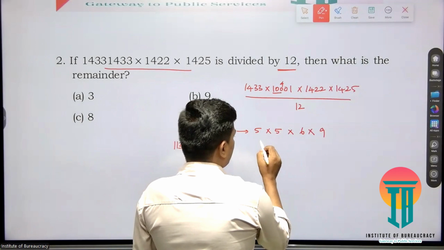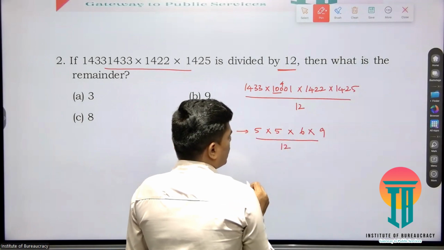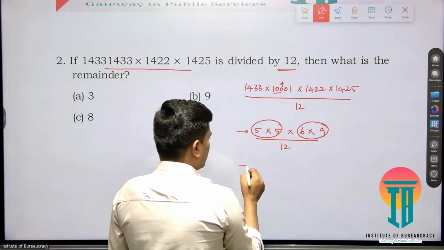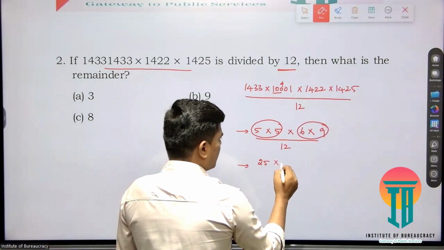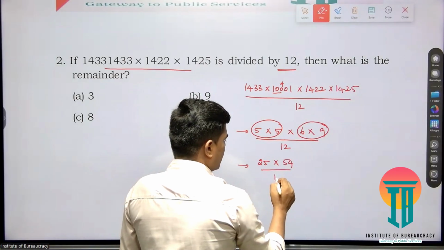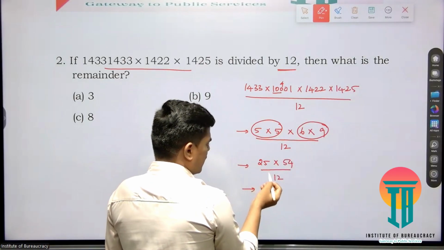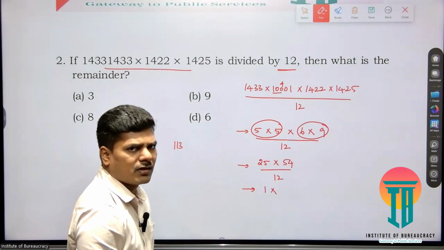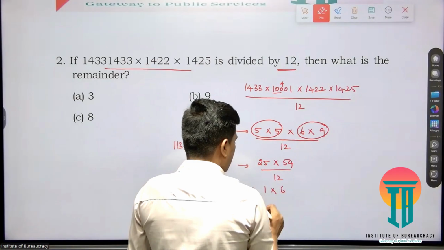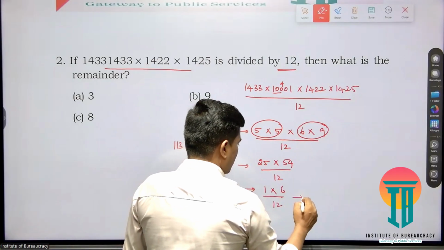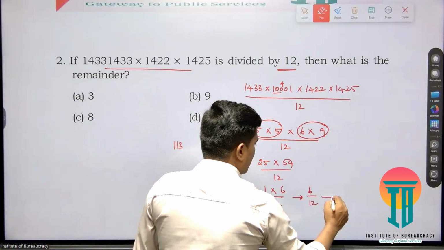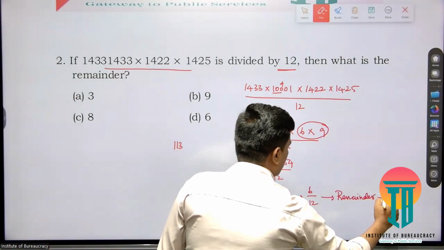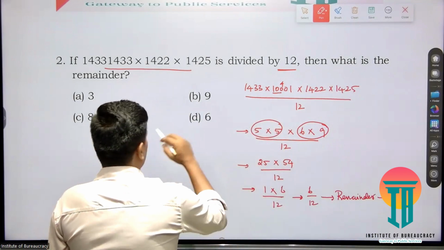Now these are the numbers you have to divide by 12. So what we can do is multiply these numbers and find the remainder. It's going to be 25 into 54 divided by 12. When you divide 25 by 12, the remainder is going to be 1. When you divide 54 by 12, the remainder is going to be 6. So if you divide 6 by 12, the remainder here is going to be 6. 6 is the answer for this question.